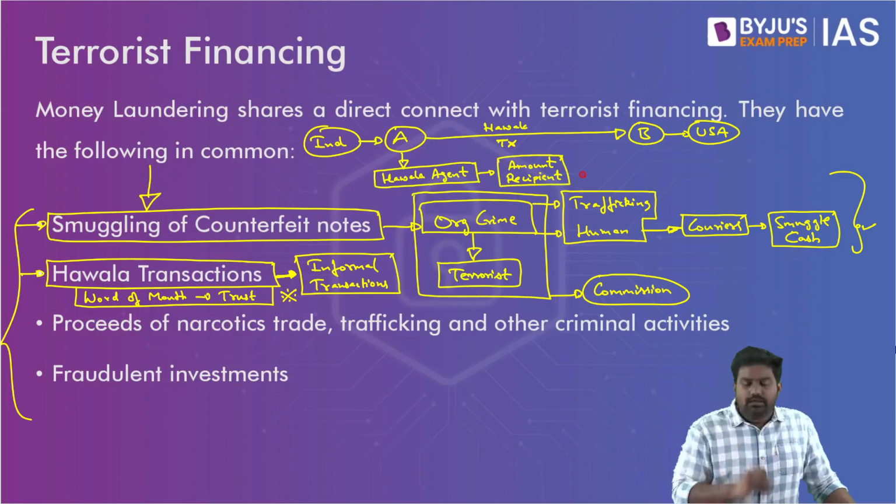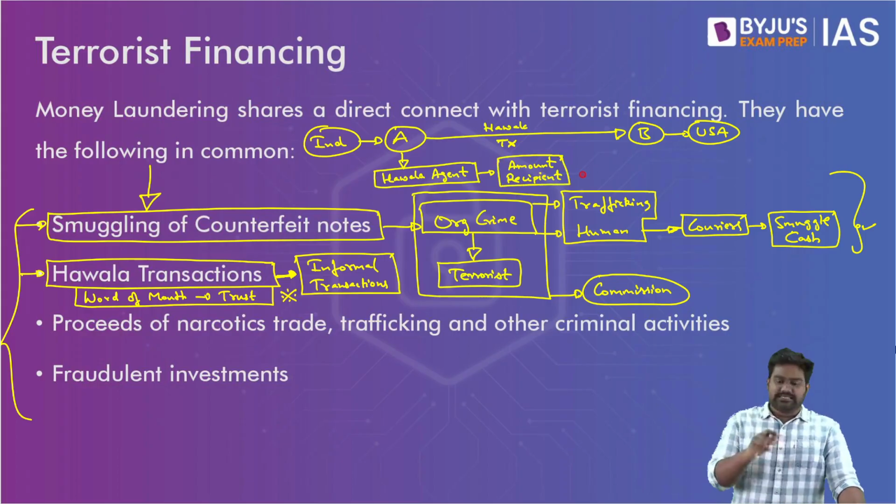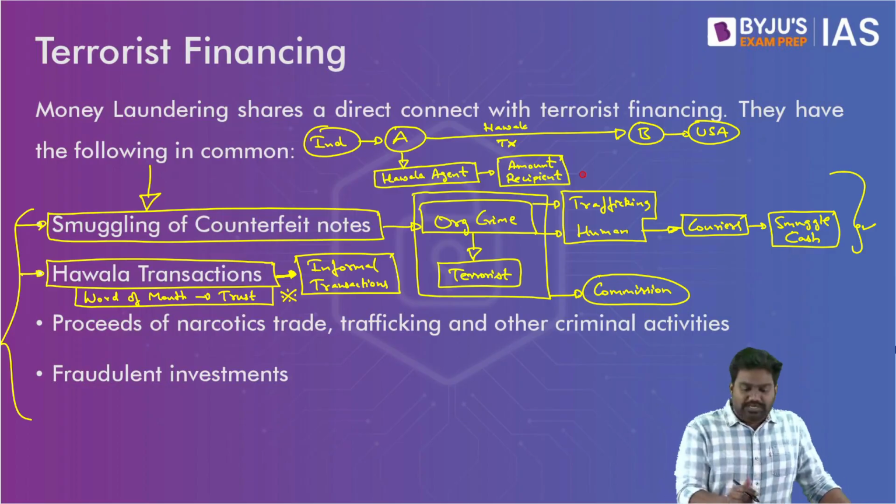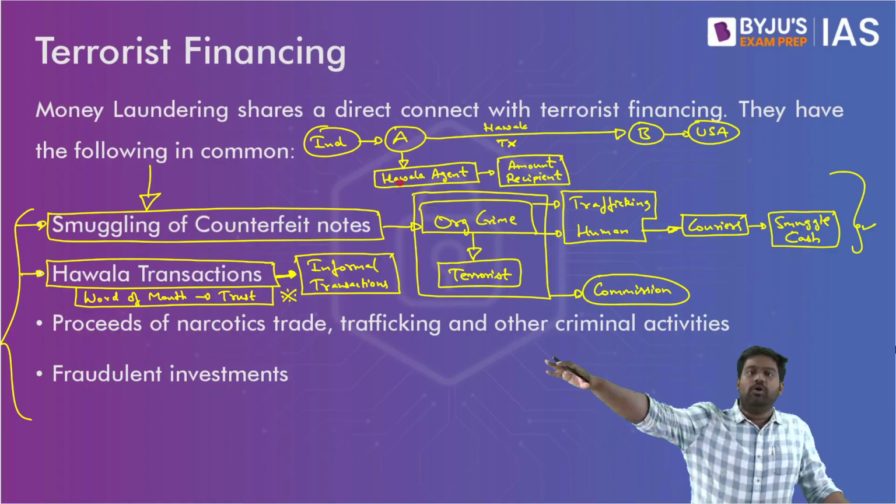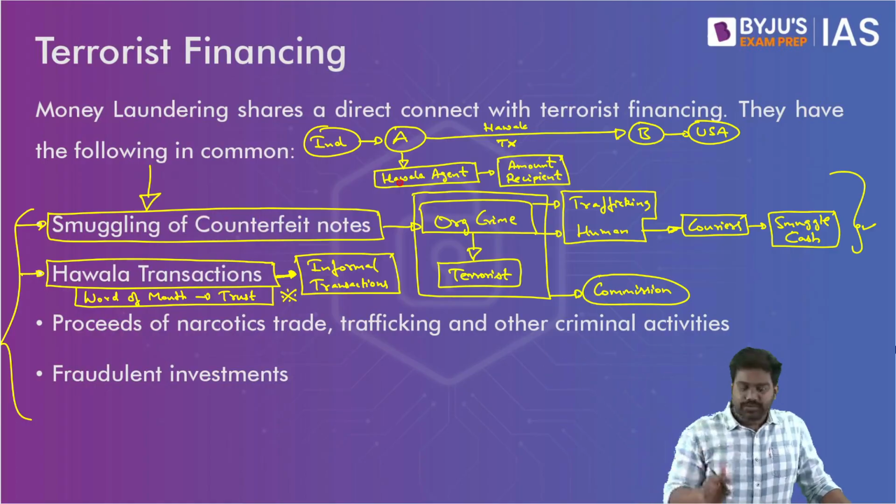All right. He will pay that money as well. Let's say 1 crore rupees. In Indian rupees, he'll pay the Hawala agent. He'll tell him that this money should reach my contact, who's person B in the US. He'll give him his details. The money is also given.